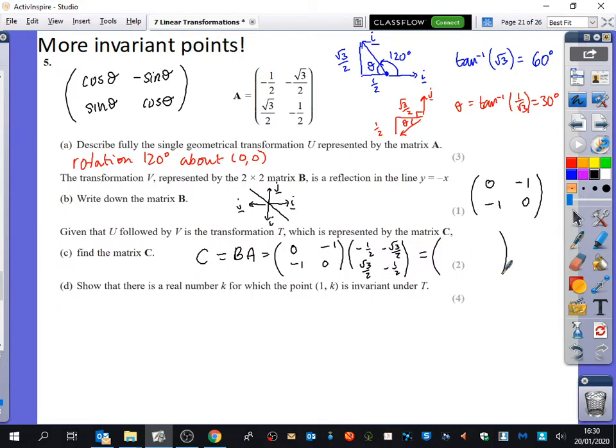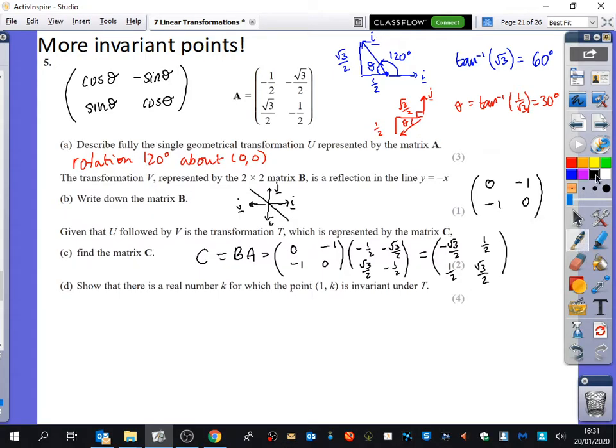which is minus root 3 over 2, plus a half, and root 3 over 2. So that's just all stuff that we needed before. Actually, we did need to do this whole thing. Okay. Now we get to the new part of this question, which is an invariant point. This is why I put this question in here, for an invariant point that we've got.